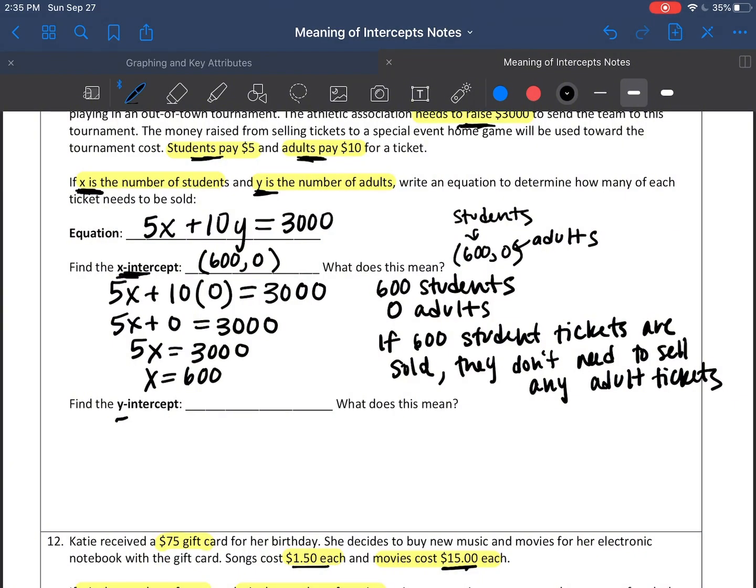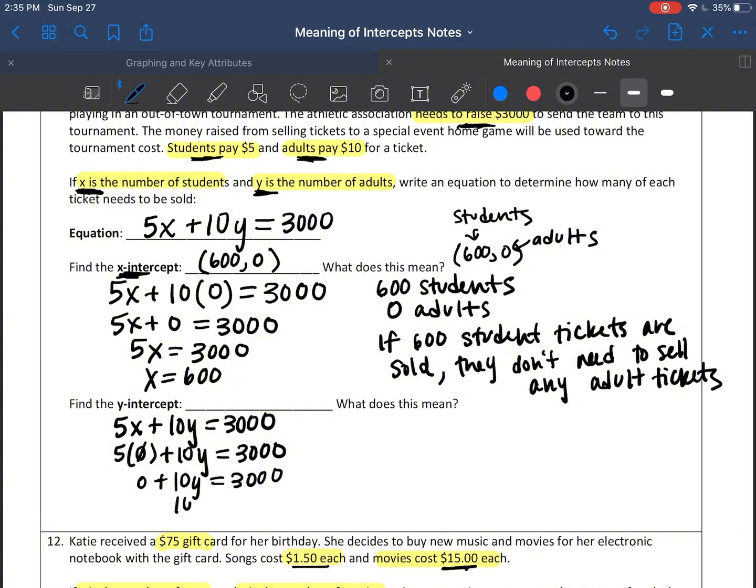Okay, so same idea for the y-intercept, only this time we plug in 0 for the x. And so our equation is 5x plus 10y equals 3,000. But we are plugging in 0 for the x, leaving us with 0 plus 10y equals 3,000. So 10y equals 3,000. Divide by 10, leaving us with y equals 300.